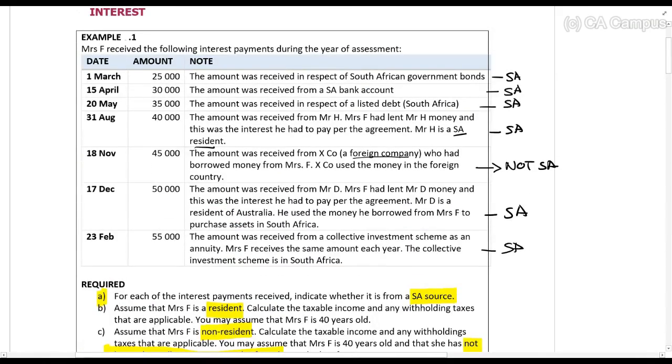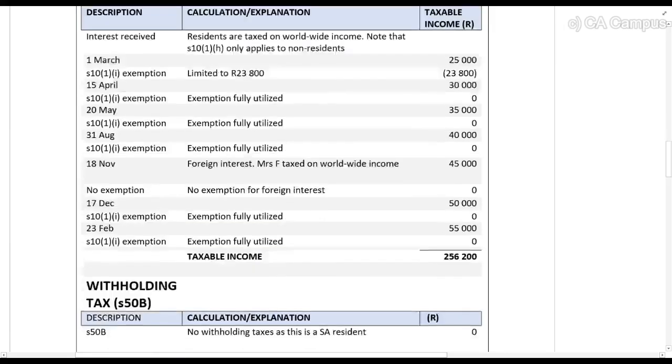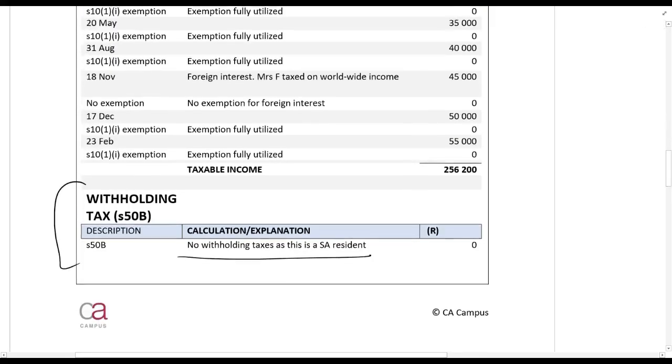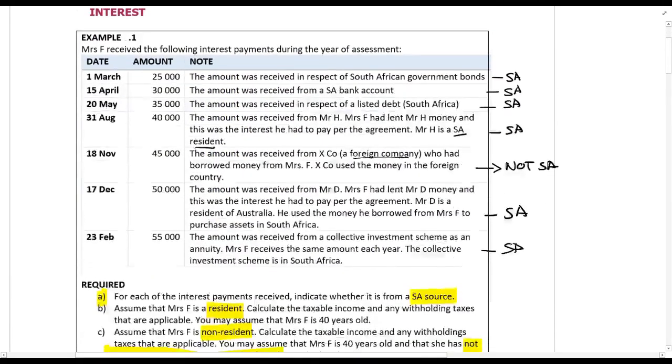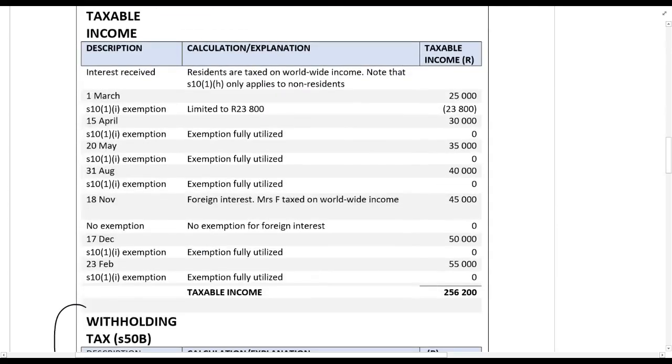Now guys, let's just quickly talk about this, I'm not going to do this one in detail. A couple of things that you need to know. When she's a resident, there is no withholding taxes payable. Right? That's why it says no withholding taxes payable. That's the first thing. The second thing, as a resident, you are taxed on your worldwide income. So all of these interest amounts will be included in gross income.